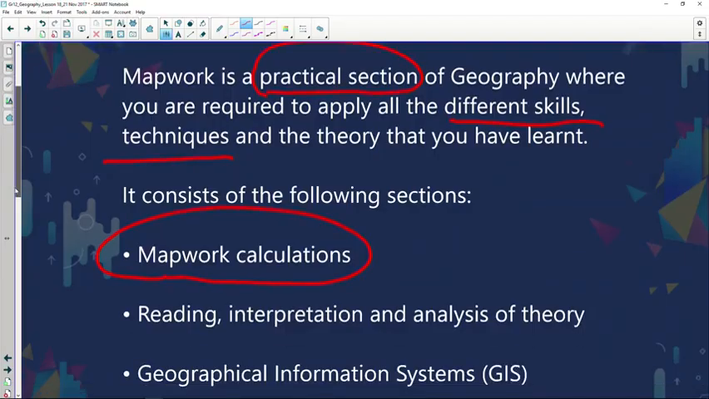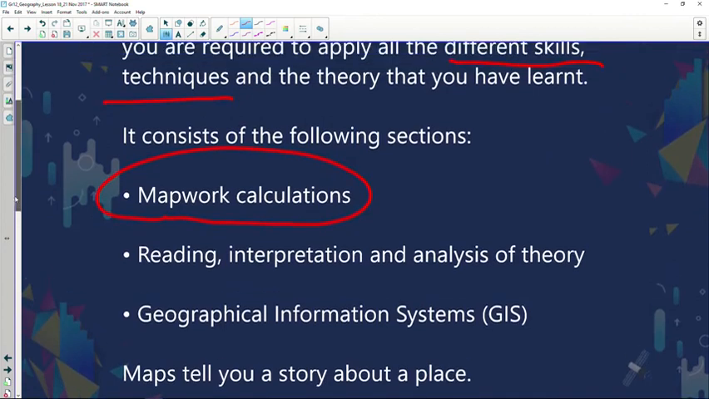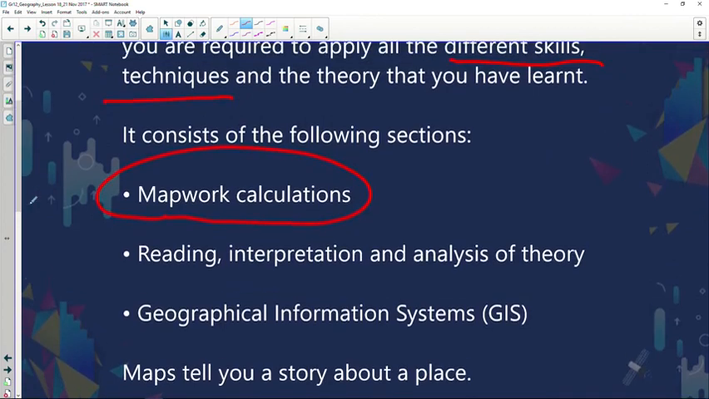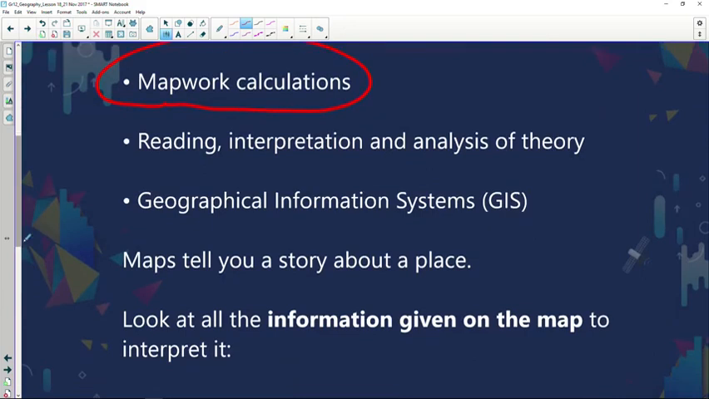Now what we're going to do with this question paper is reading, interpretation and analysis of what you've learned in theory on the specific map. And lastly, we're going to look at GIS, Geographical Information System. If you look at maps, it basically tells us a story about a place. It's like the site and situation. Why did people choose to settle there? Because of certain factors that play a role.